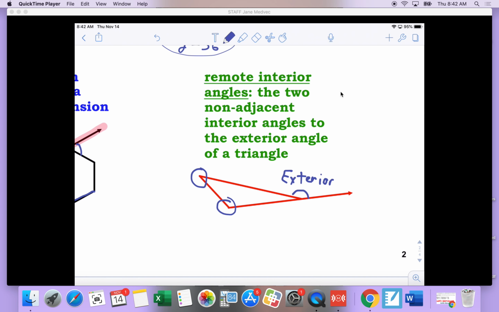AKA, they just don't want to be around that exterior angle. It's like cooties. They don't want to touch it. Ew. Okay.